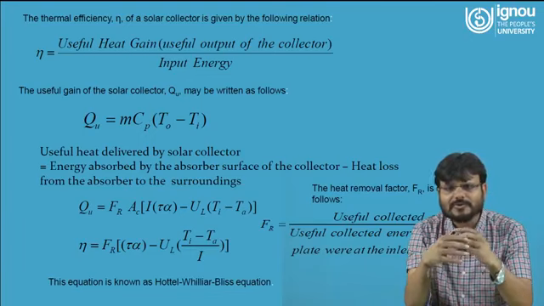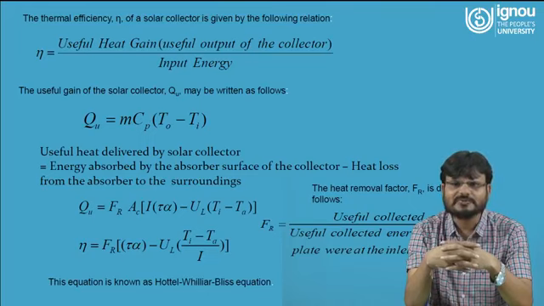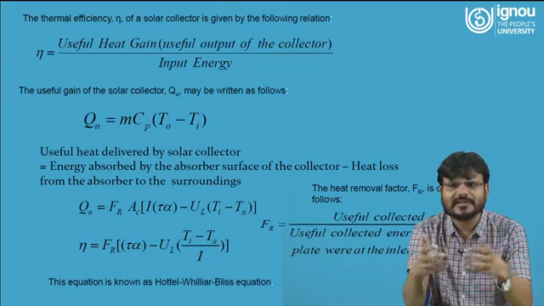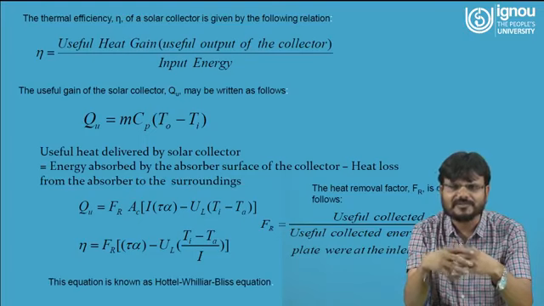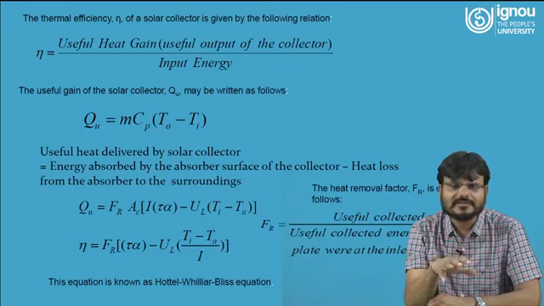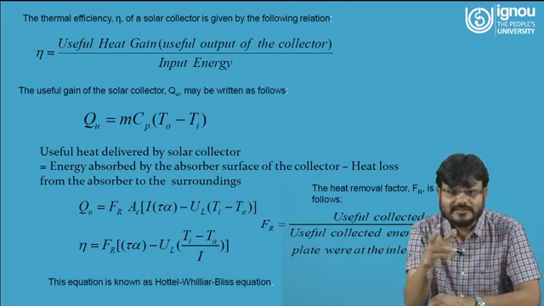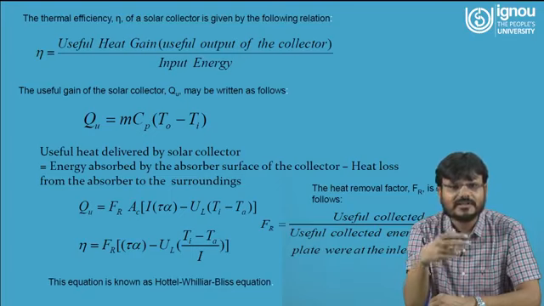Here you have to notice, what is Fr? Fr is nothing but the heat removal factor, that is defined as the ratio of useful collected energy upon useful collected energy if the absorber plate were at the inlet air temperature. Now a question arises, because we have talked about the solar air collector. Now you have to increase the efficiency of this particular solar air collector. So by this formula you can easily understand how the efficiency of this particular solar collector can be improved.